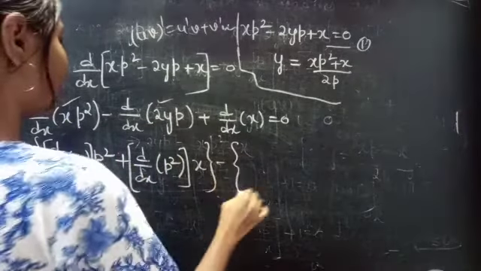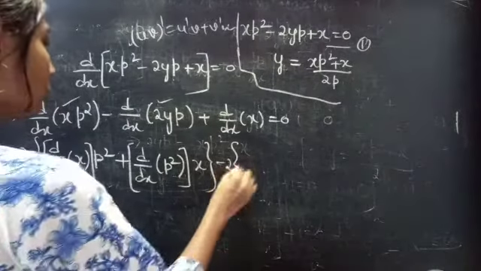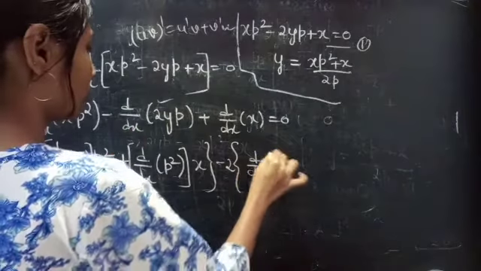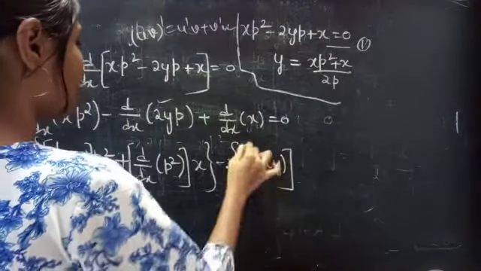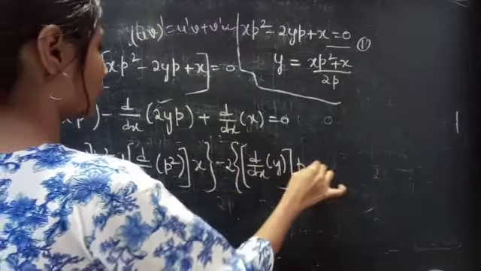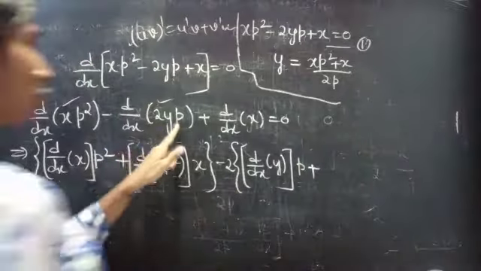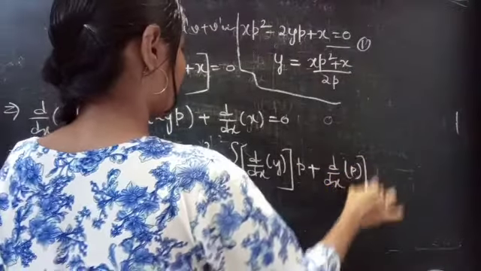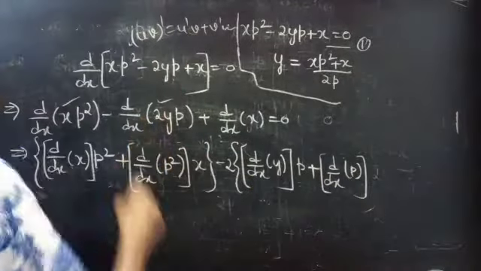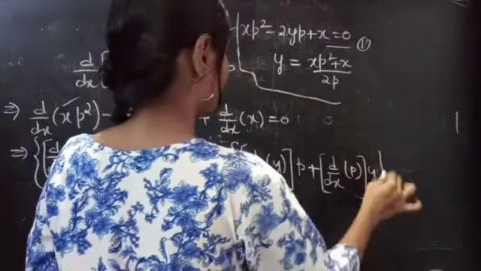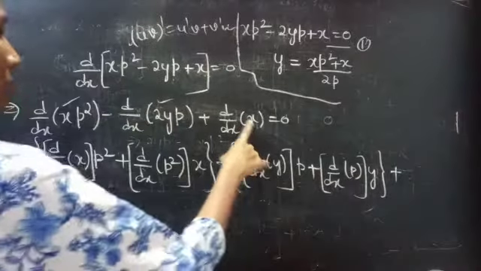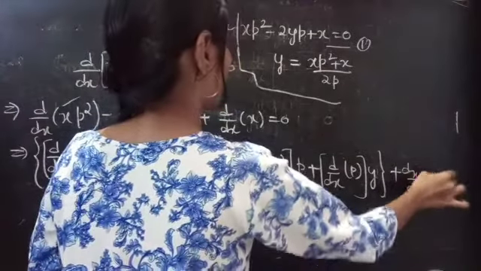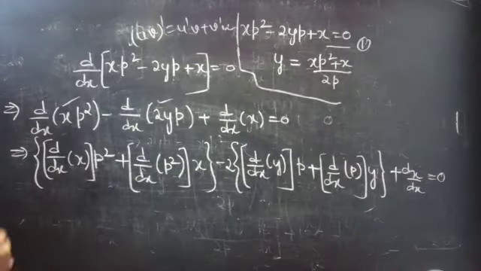minus 2 into d by dx of y into p plus derivative of p, that is d by dx of p, into y, plus derivative of x with respect to x equals 0.